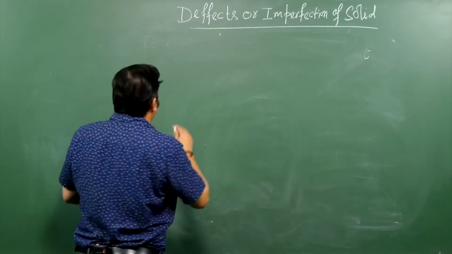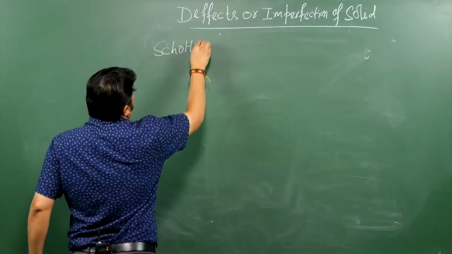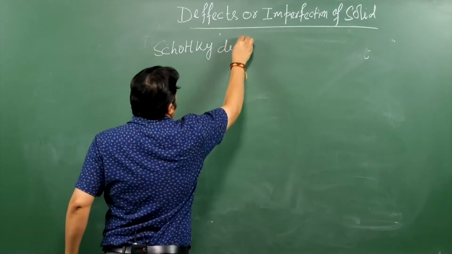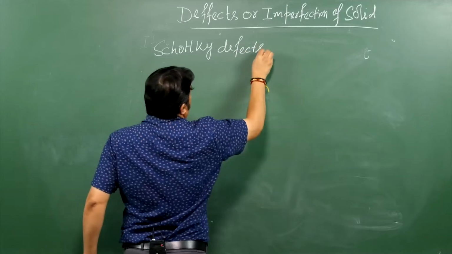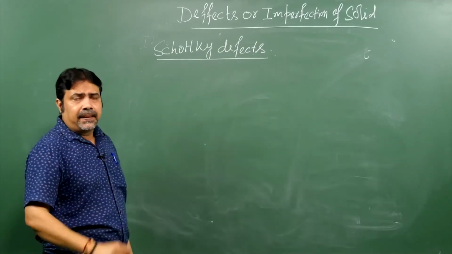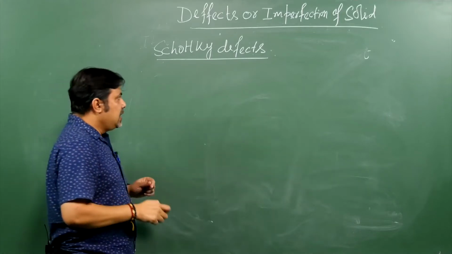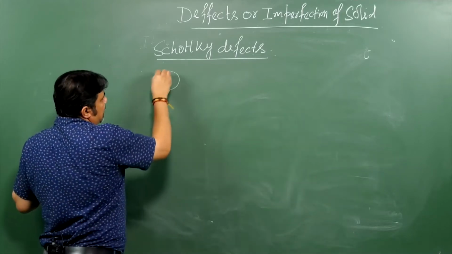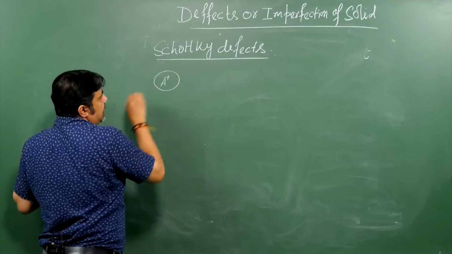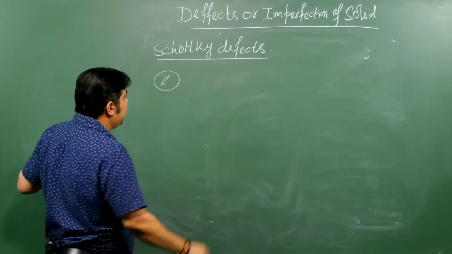In Schottky defects, this is a stoichiometric defect. If I write down the solid structure with cations and anions, especially for an ionic solid, this type of defect arises.